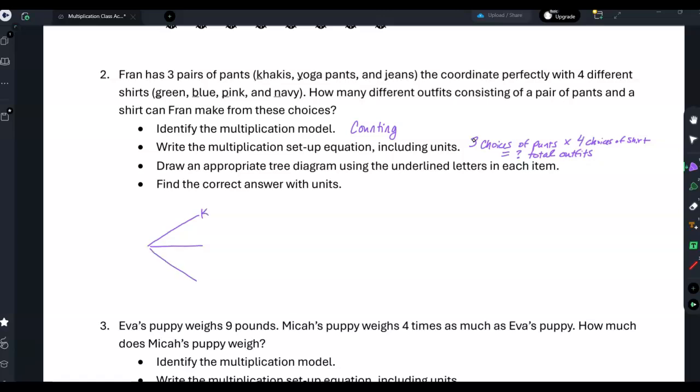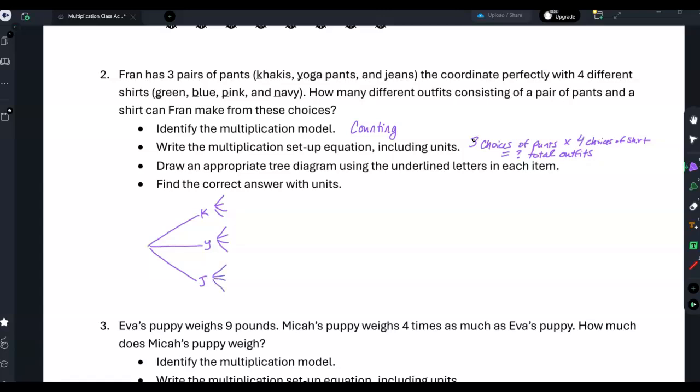And let's use khakis, yoga pants, jeans. And then off of each one of those, I'm going to do my shirt choices, and I had 4 shirt choices. So that means each one of these should have 4 branches coming off of it.